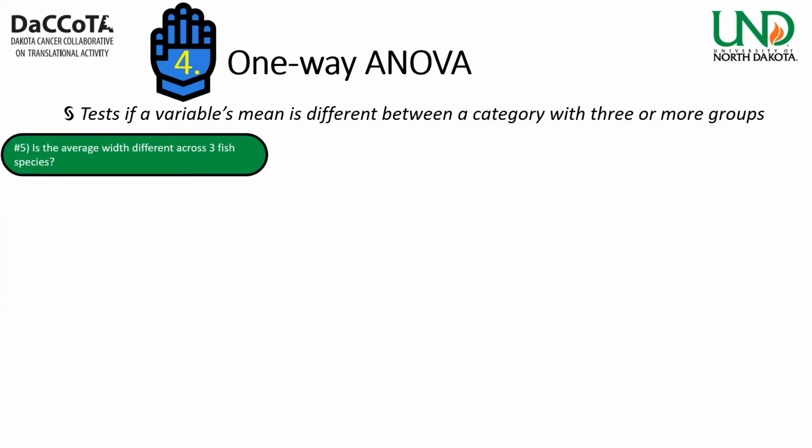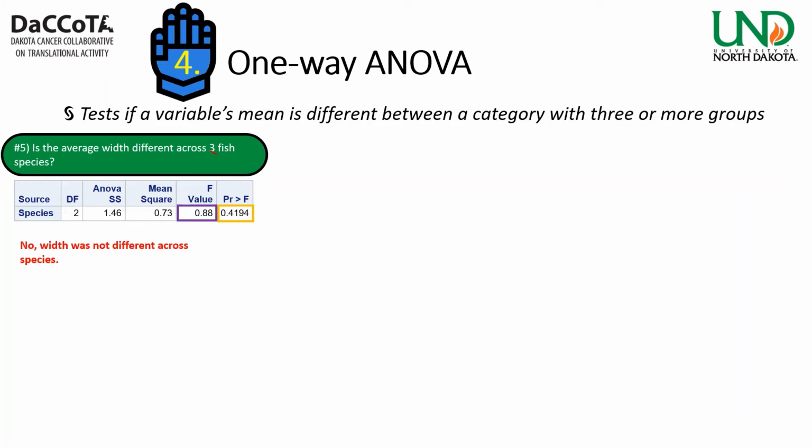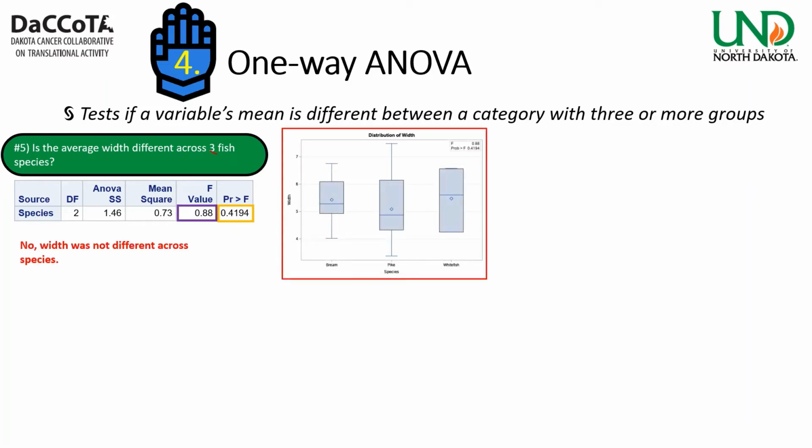Anyways, then we could ask, is average width different across different fish species? I showed just 3 out of a data set, and this was not significant because the p-value was greater than 0.05. I'm plotting it. You can see here that it looks like they're pretty much the same. There's some variation.